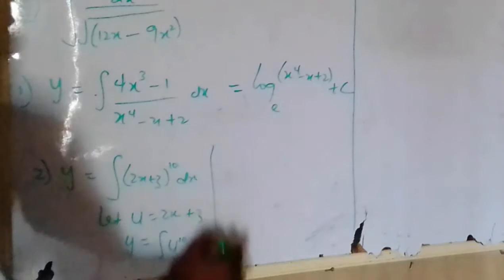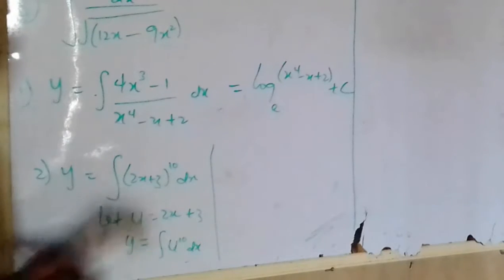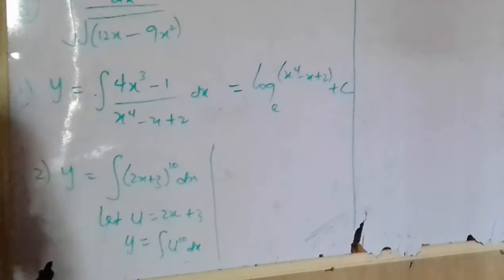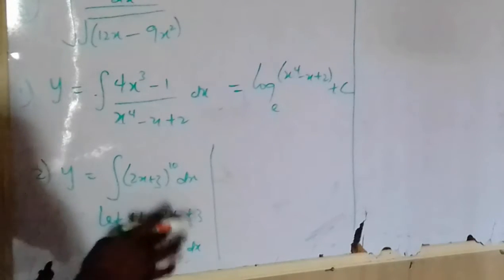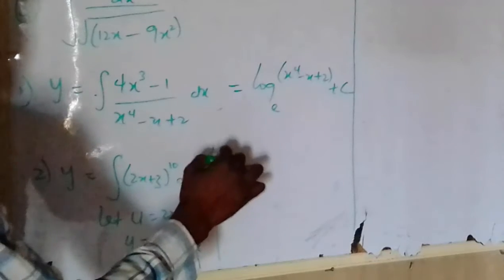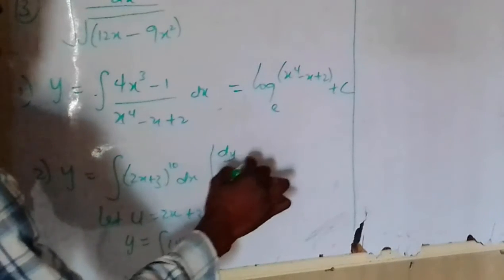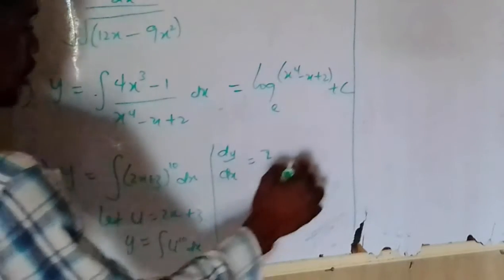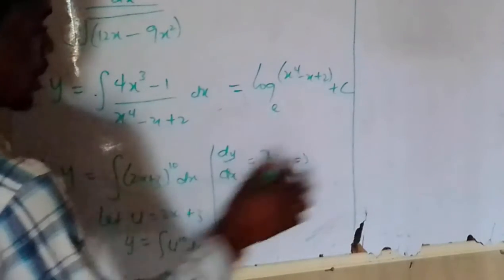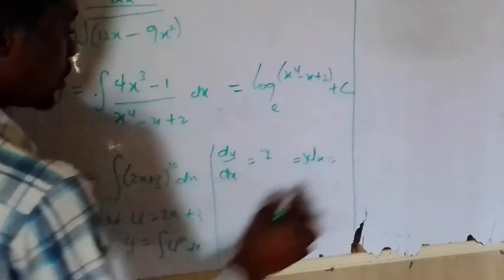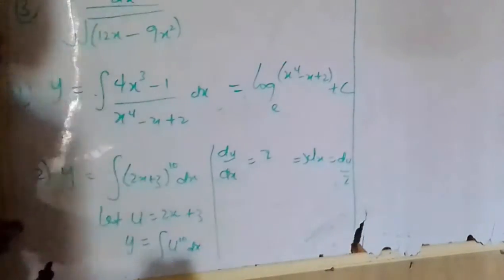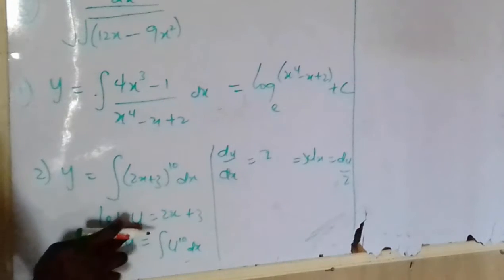Now, y is also the integral of u raised to power 10 dx. From this point where we said our u is equal to 2x plus 3, we have du/dx to be 2. So if du/dx is 2, it implies that dx is du over 2. Okay, so that's from this point.